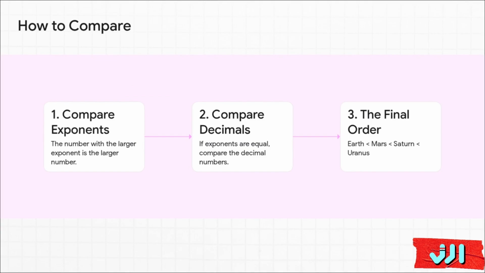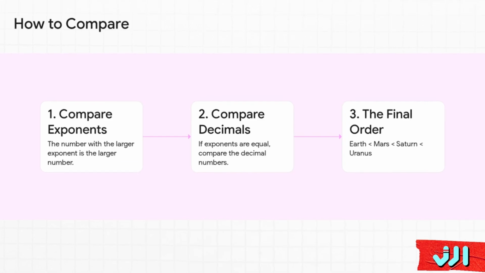Here's the secret. First, you just look at the exponents. That's it. A bigger exponent means a bigger number, period. So Saturn and Uranus, with their 10 to the 9th, are way further out than Earth and Mars, with 10 to the 8th. Okay, so what if the exponents are the same, like for Earth and Mars? Then, and only then, do you look at the decimal part. Since 1.5 is smaller than 2.28, Earth is closer than Mars. And just like that, we've ordered the planets.